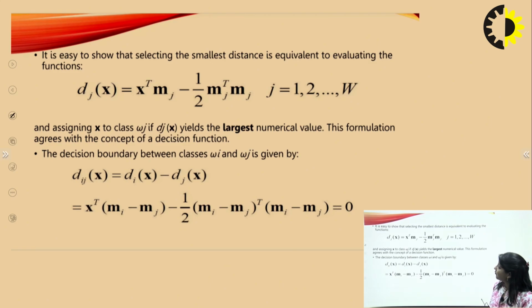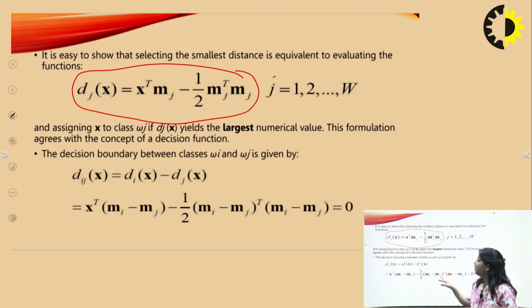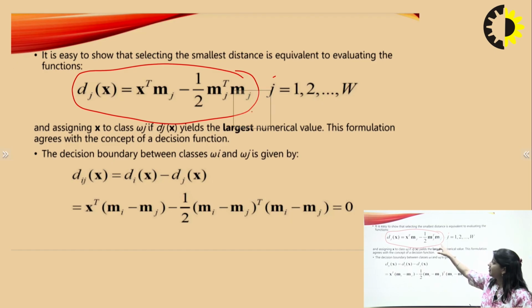And this is a method of calculating the Euclidean distance. And we can also find the decision function. In decision function, this is the formula. Because Euclidean distance is very common, we can use this decision function. So how can we calculate decision function? Via this, we have m1, mj transpose into mj. So this is the formula. And we find the maximum, largest numerical value to find the class of this point.